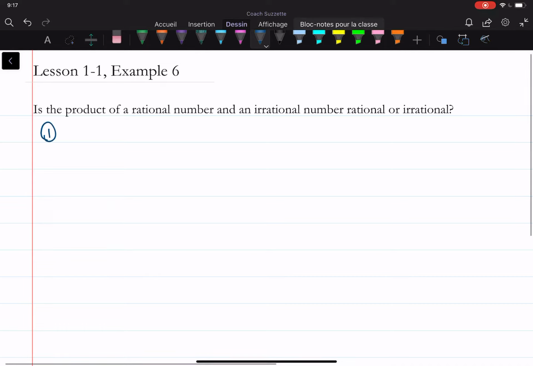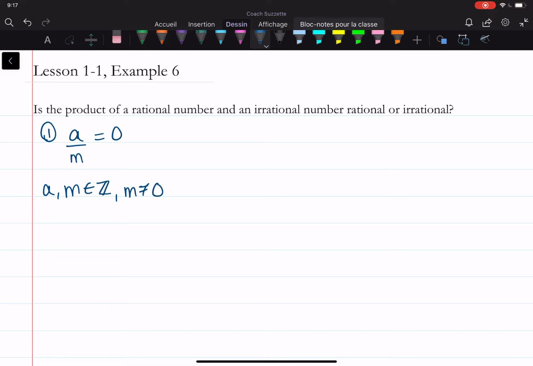Let's say the first case, our rational number, a over m, is equal to 0. So a and m are both integers, m is not equal to 0. But if the rational number is equal to 0, then it must be that a is equal to 0 and m is any non-zero number. What would happen if we multiplied that rational number times some irrational number? Let's say we did this. What would we get? Well, that's the same thing as 0 times c, and 0 times anything is 0.